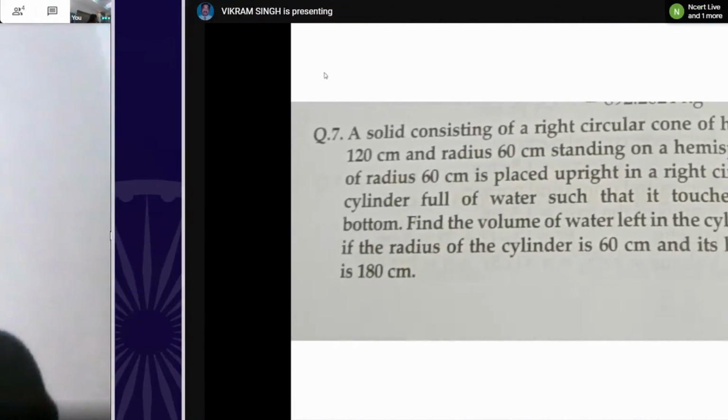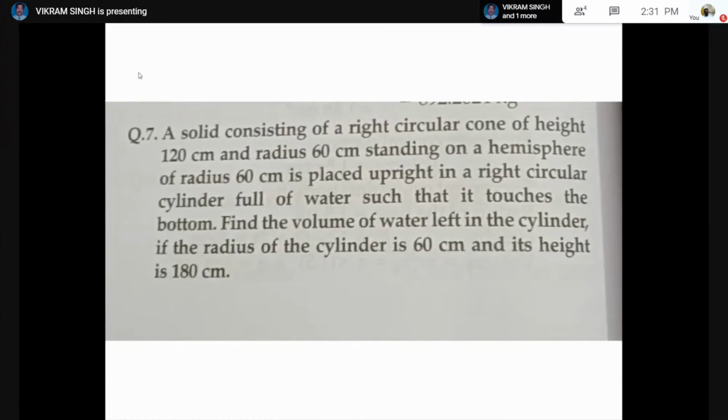This is question number 7. The question says, a solid consisting of a right circular cone of height 120 centimeter and radius 60 centimeter is standing on a hemisphere of radius 60 centimeter. Actually, you are seeing this question comes from very easy to tough type questions. So you can say this is a question of HOTS type. HOTS means higher order thinking skills.